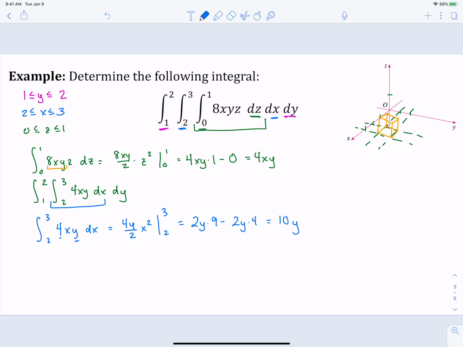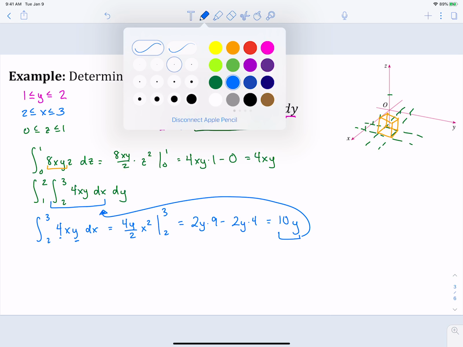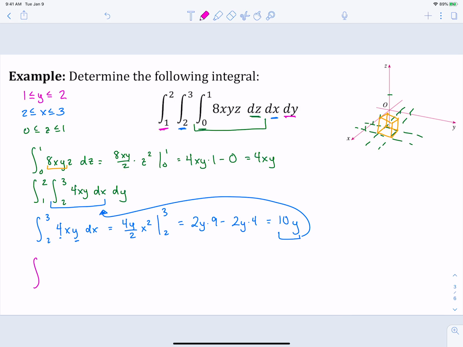I should double check that I'm right. So that 10y, we're going to plug that back in here into our double integral, and we're going to have the integral from 1 to 2 of 10y. And again, what should happen each time is that when you integrate with respect to z, your z should go away. When you integrate with respect to x, your x's should go away. When you integrate with respect to y, you should just be left with a number.